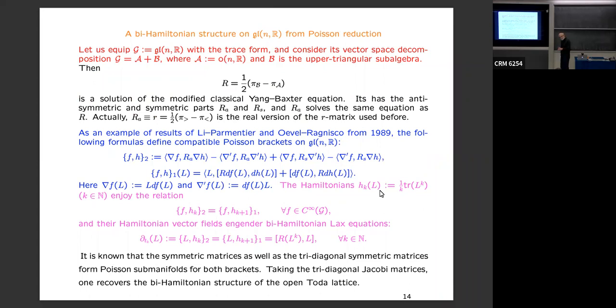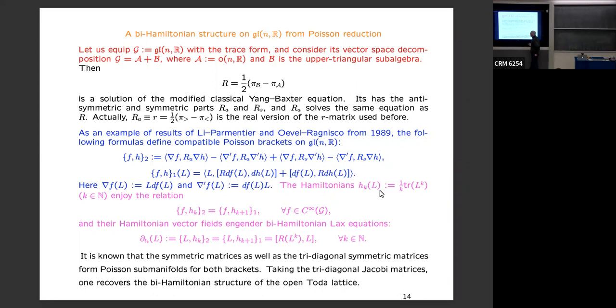So the Toda part. This is another application of the same idea. Let's just consider GL(N,R), and this is our phase space for this generalized Toda. I don't know how to call it. So let's take the R matrix, with this other constant times the R matrix, which is the difference of two projections. This A is the orthogonal algebra, skew-symmetric matrices, and B is the upper triangular, Borel-type subalgebra, with arbitrary diagonal elements. And then we have this R matrix.